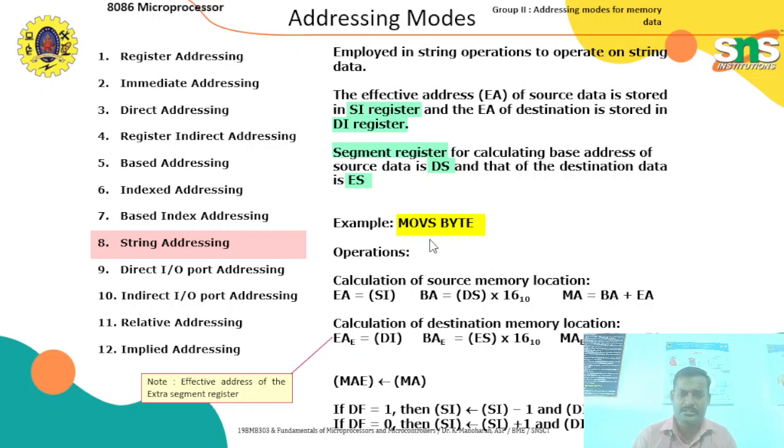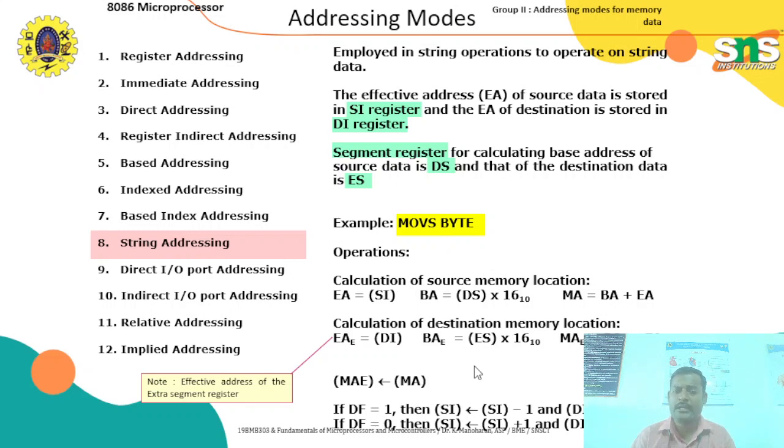Look at this simple example, MOVS byte. Here S indicates a string instruction. Normally we have only MOV byte, but here MOVS byte. So we have two combinations: one is MOVSB, that is MOVS byte, or MOVSW, that is MOVS word. Word means it's 16-bit, byte means it's 8-bit.